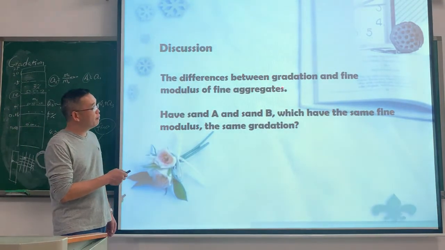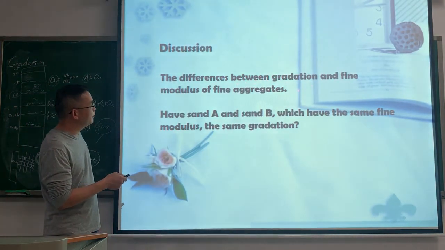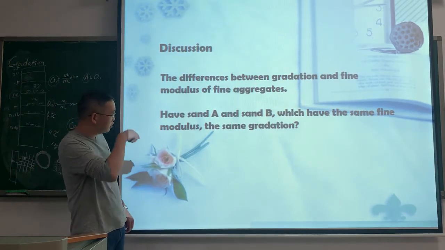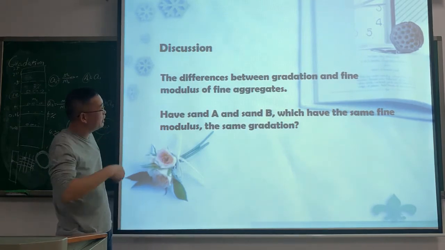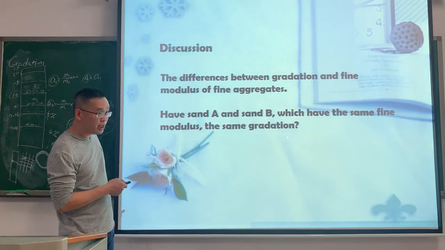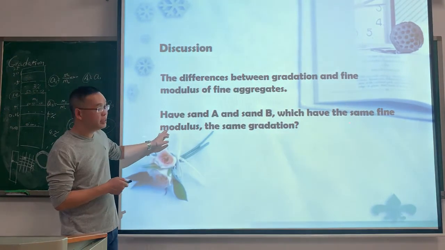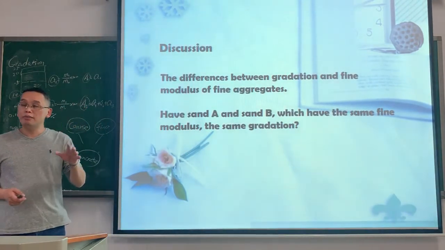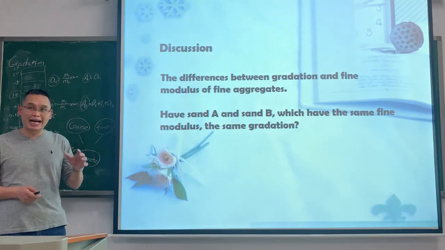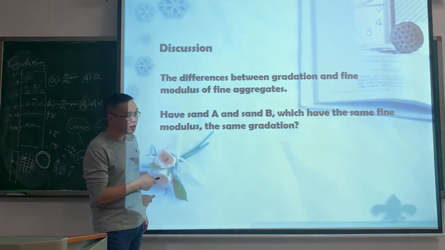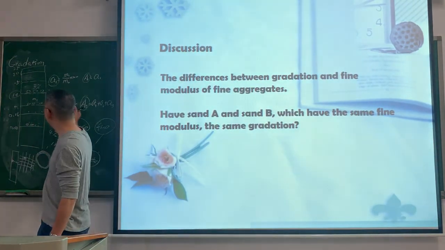What is the difference between the gradation and fineness modulus of fine aggregates? There are lots of differences between them. If we have sand A and sand B, which have the same modulus, do they have the same gradation? If the fineness modulus is the same for these two sands, do they get the same gradation? No, it doesn't.